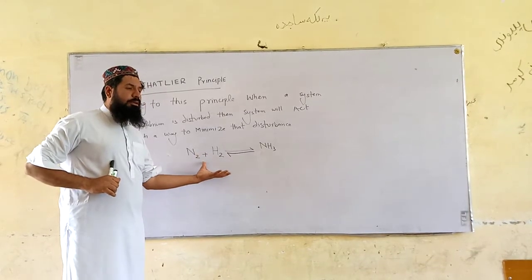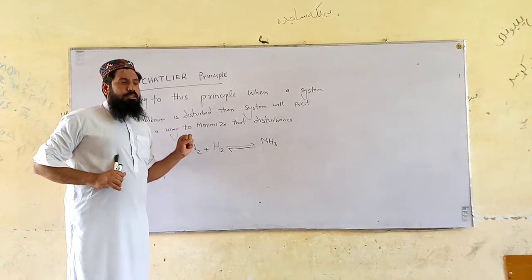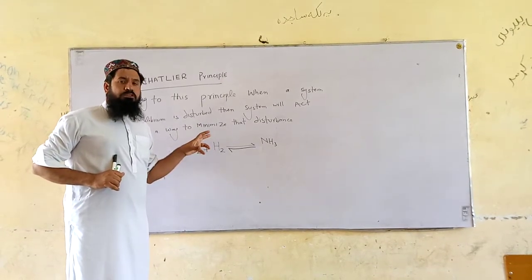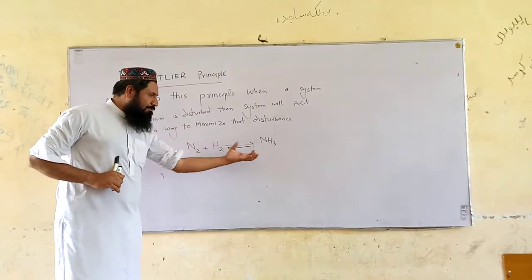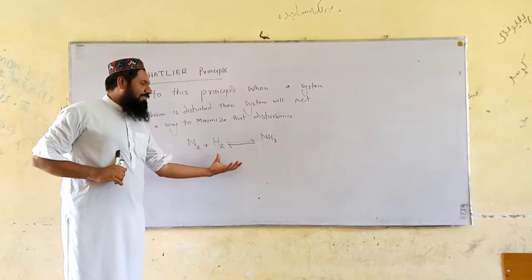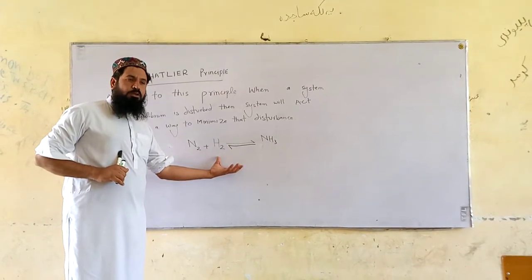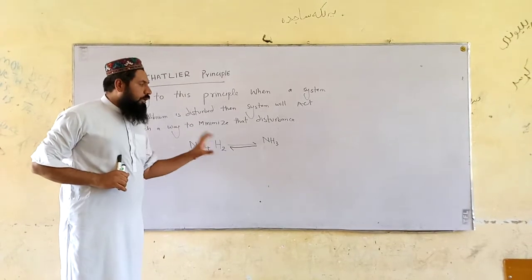How does this system acquire equilibrium? We say that when the rate of the forward reaction, the rate of the ammonia formation, is equal to the rate of the dissociation of ammonia, this system is in equilibrium. So we have this system, and this system is in equilibrium. Okay?